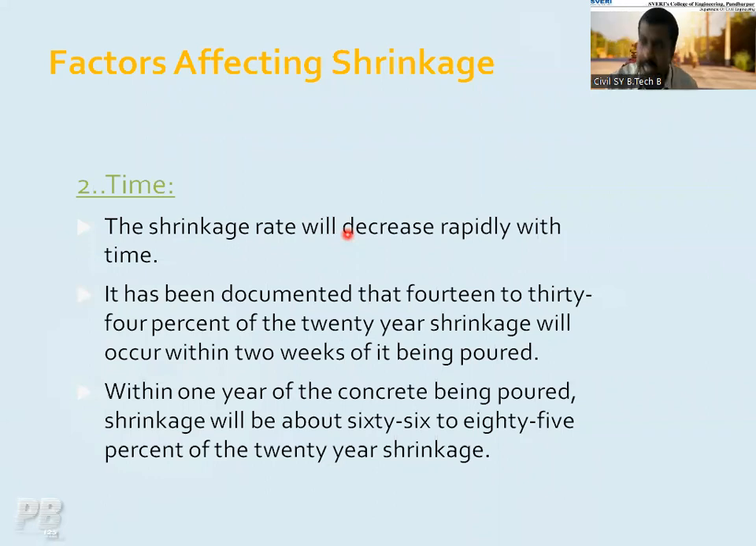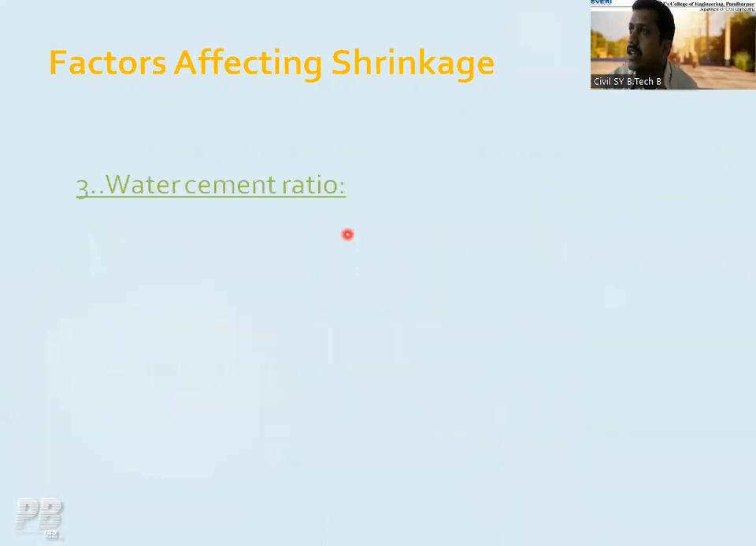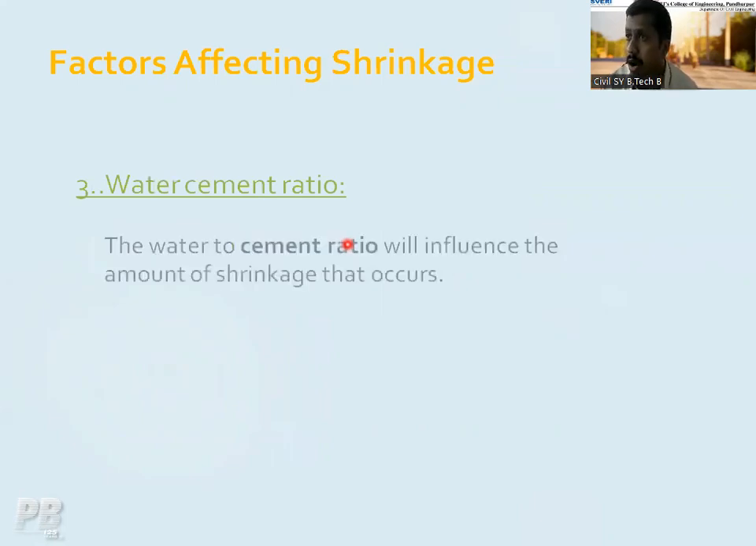So this is the second factor which is going to affect shrinkage. The third factor is the water to cement ratio. Now how is it going to affect?